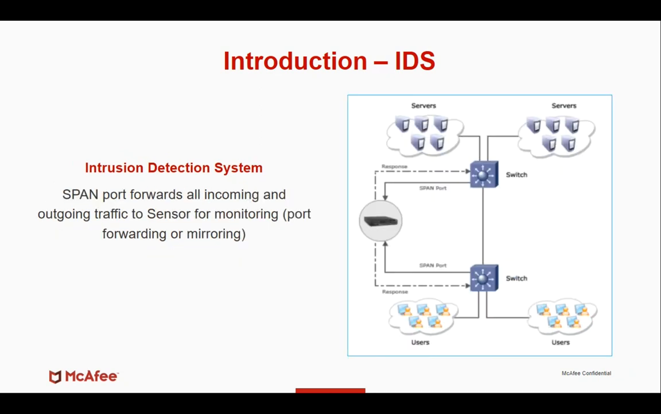So how does an IDS function? If one looks at this diagram, there are two switches deployed on your network having connectivity to the IDS via a SPAN port. This SPAN feature, also called port mirroring, is available on switches, and when enabled, will send a copy of network traffic, that is all incoming as well as outgoing traffic, to the IDS for monitoring of any suspicious activity.